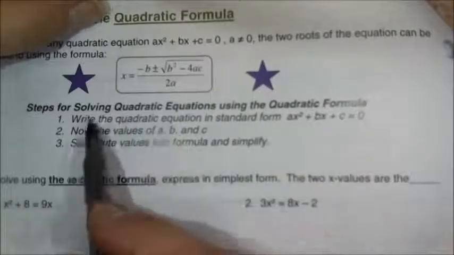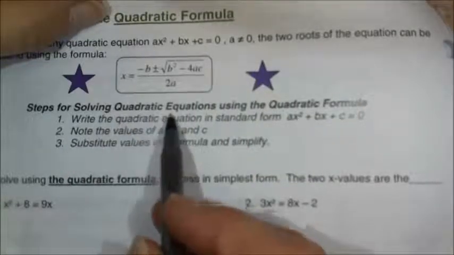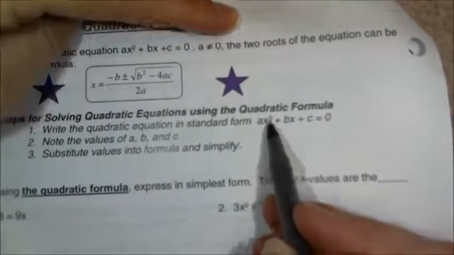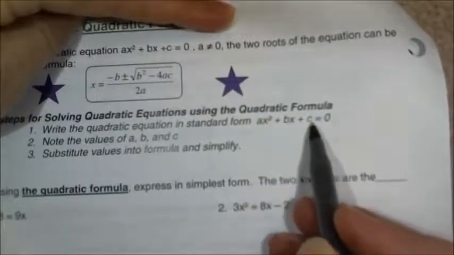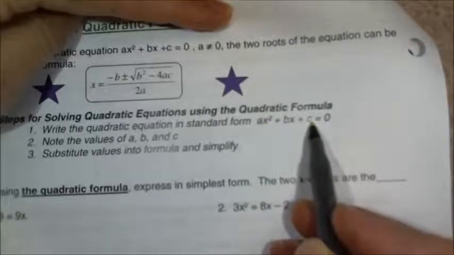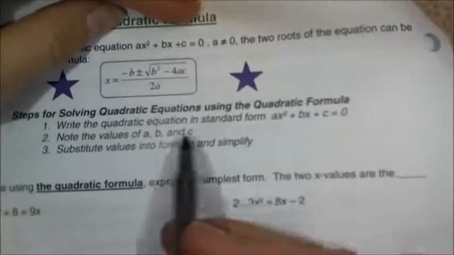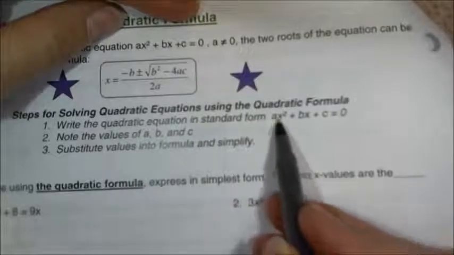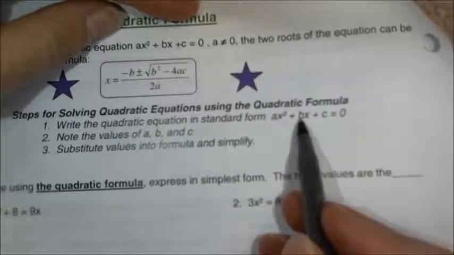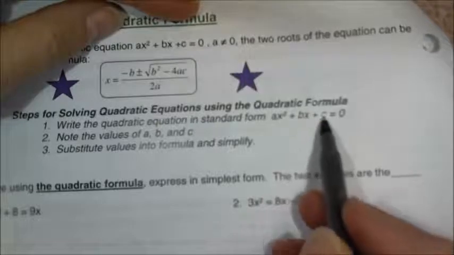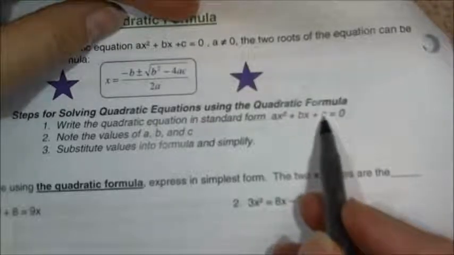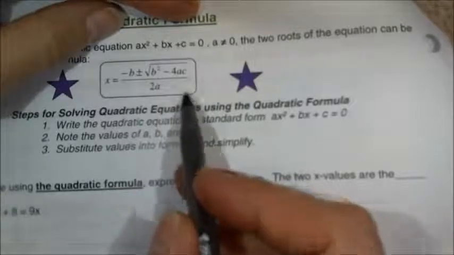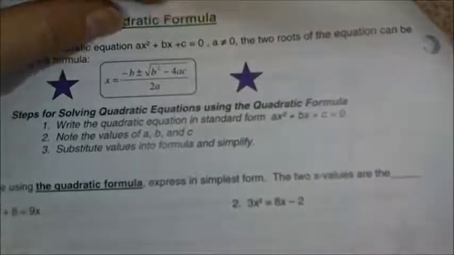So what you need to do, there's only 3 steps to solve a quadratic equation. First of all, make sure it's in standard form by getting the x squared, then the x, and then the plain old number equal to 0, and write down what the values of a, b, and c are. A is the number in front of the x squared, b is the number in front of the x, and c is the number that doesn't have an x in front of it. And then you substitute those 3 values into that formula and then simplify if possible.